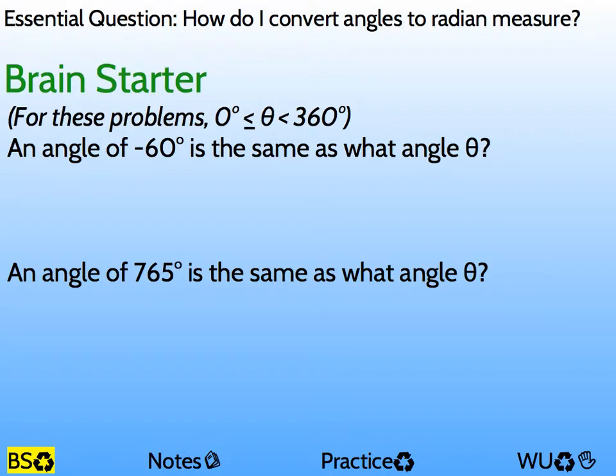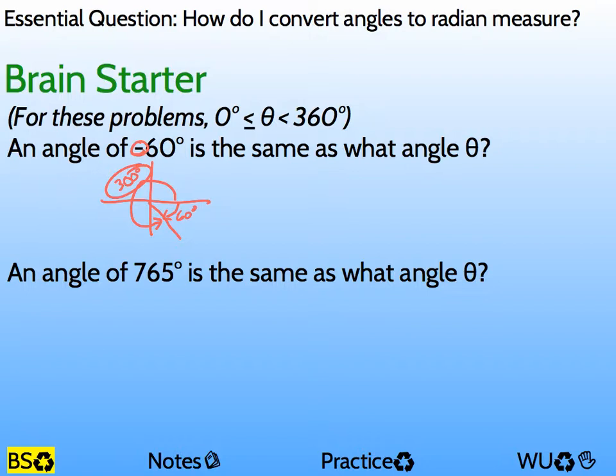This brain starter is asking for angles that are between 0 and 360 degrees, for negative 60 degrees and 765 degrees. The first thing to note is that for negative 60 degrees, that means that instead of normally going counterclockwise, you go clockwise 60 degrees. And the question is, what angle is at the same point as that? Well, if you go counterclockwise that way, we know the whole circle has to add up to 360. So you do 360 minus 60, and you'll know that this is 300 degrees in a positive direction.